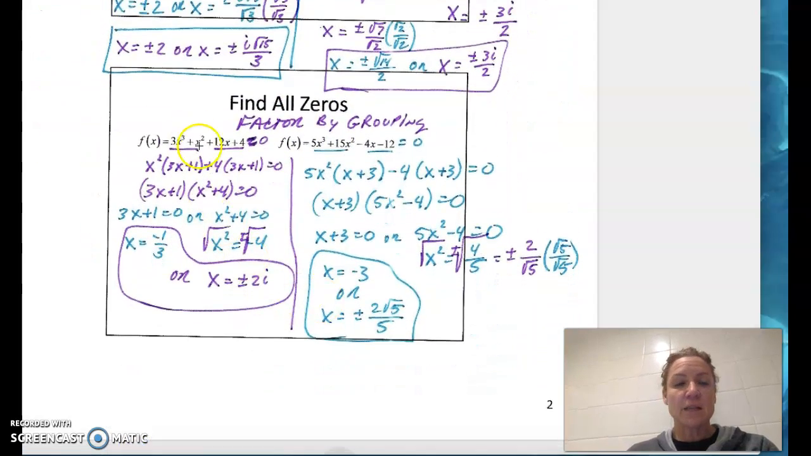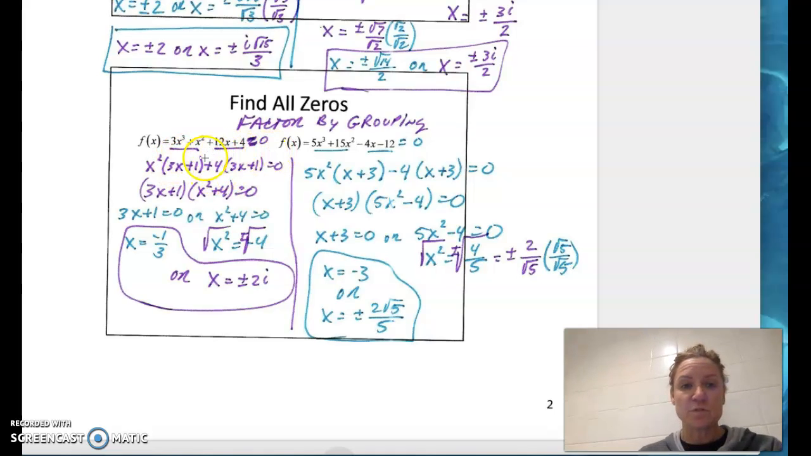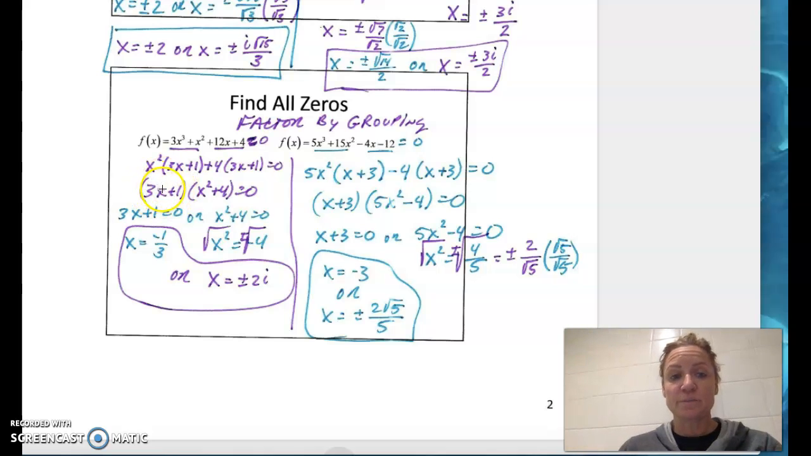All right, last slide. Okay, so this one we're gonna factor by grouping as well. This one's already 4 terms, so we're just gonna find the GCF of the 3x cubed plus x squared, which is x squared. Find the GCF of these two, which is 4. The 3x plus 1 and the 3x plus 1 are the same, so they become the first binomial. And then the x squared plus 4 is the other binomial.